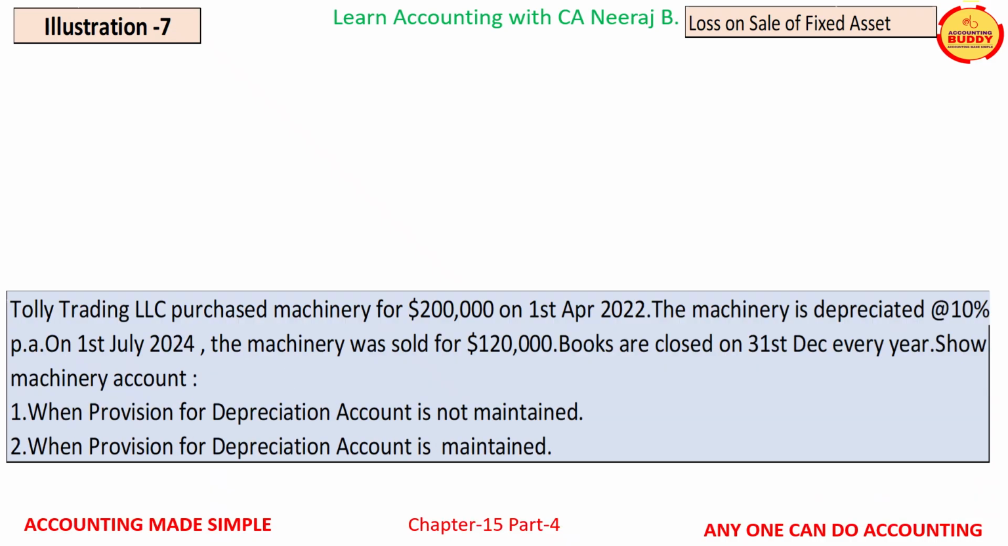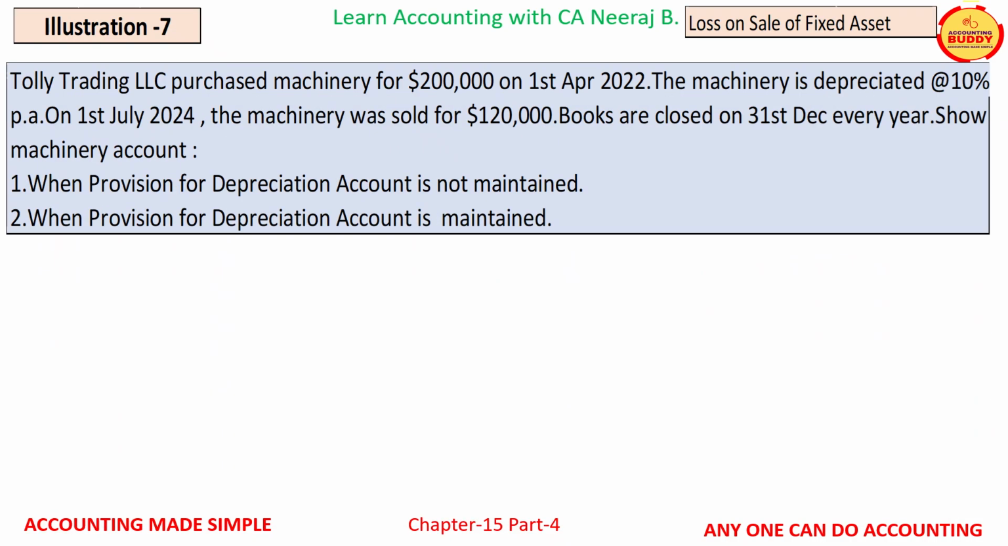Illustration number 7 is on your screens. Tully Trading LLC purchased a machinery for $200,000 on 1st of April 2022. The machinery is depreciated at the rate of 10% per annum. On 1st of July 2024, the machinery was sold for $120,000. Books are closed on 31st December every year.